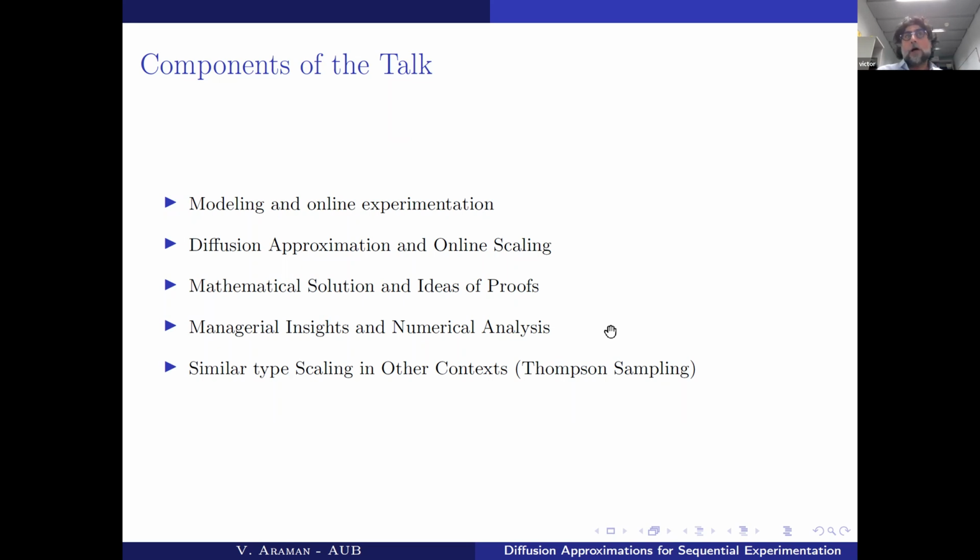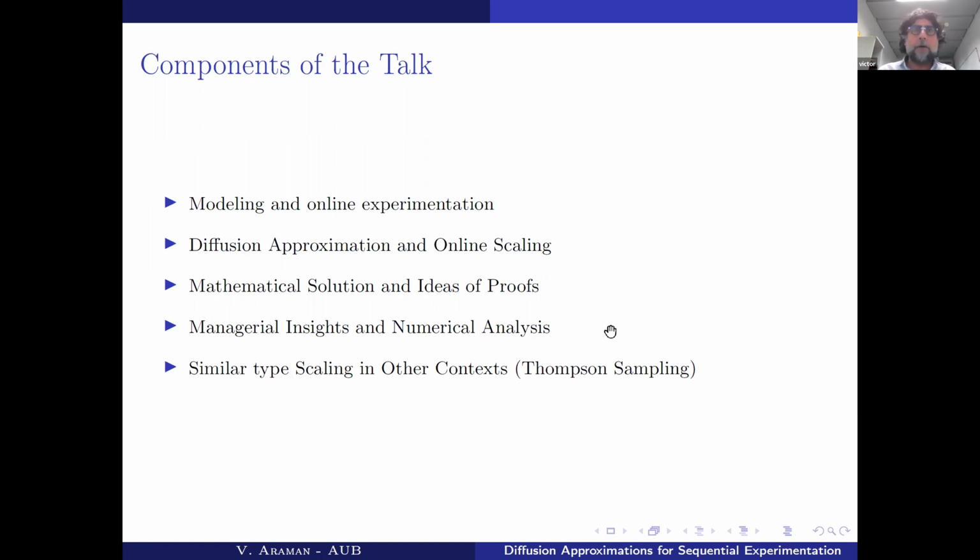I'm going to find the time to talk about the mathematical solution and ideas of proofs, and these are really meant for people that are not in the area, or PhD students who want to see what kind of machinery or type of mathematics we use. By no means am I going to go into any rigorous detailed proof here. The objective is to talk about some managerial insights and numerical analysis. Depending on time, I will push this or not, because that's not my main priority here.